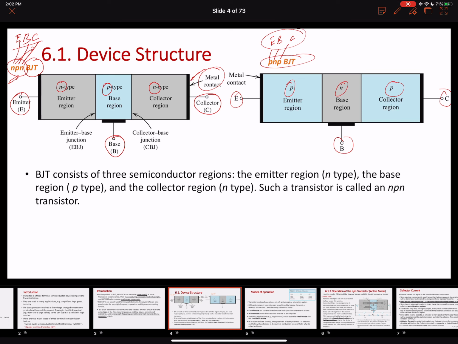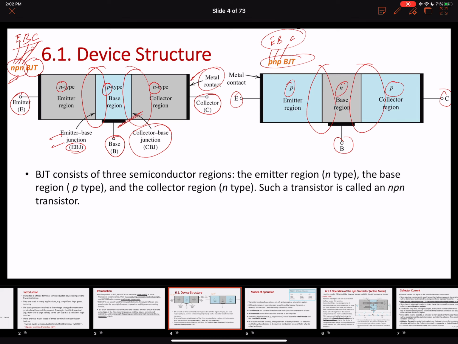Another interesting thing to look at is the two junctions formed by combining the three semiconductor regions. One is the junction between the emitter and the base. This is known as the EBJ, emitter base junction. The other junction is between the collector terminal and the base terminal. So we have a collector base junction. Similarly, over here, we have an emitter base junction and a collector base junction, right?